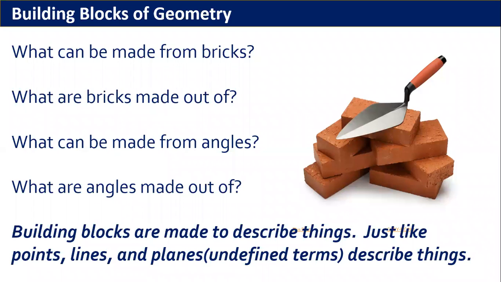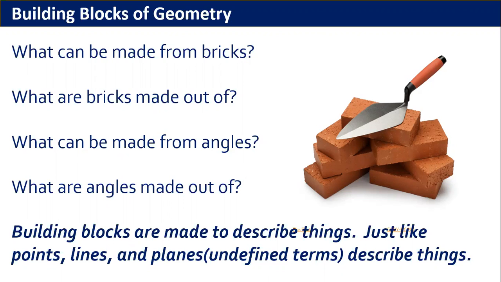All right, so the building blocks of geometry, okay? What can be made from bricks? I want you to think of bricks as the foundation of the building blocks for a building, a wall, an arch. But then we say, okay, what are bricks made out of? We're thinking clay, but then I can say, okay, what's clay made out of? And you see the problem? We can just keep going and going and going. That's kind of what it is for your geometry, your basic building blocks like points, lines, planes, okay?